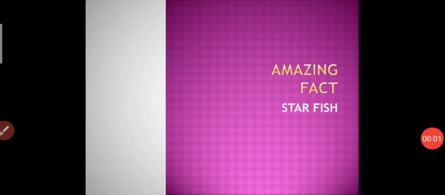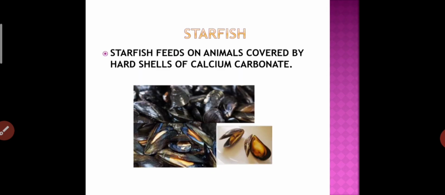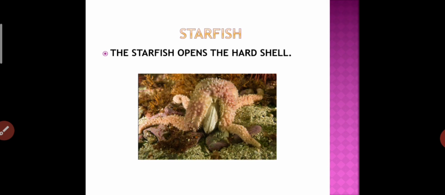Now, let us learn about the starfish and its mode of intake of food. It's an amazing animal. Why am I saying it's an amazing animal? Let us see. This is the starfish. And the starfish feeds on animals covered by hard shells of calcium carbonate. Mussels. It feeds on mussels and oysters. Have you not heard of kallummakkaya? It feeds on them.